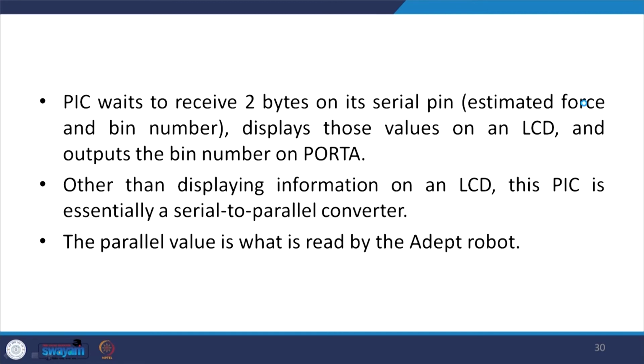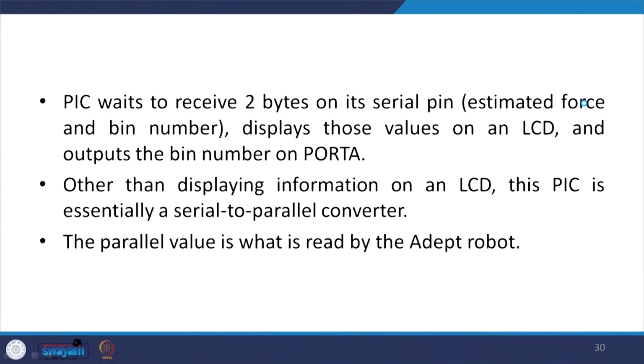Now, the PIC waits to receive 2 bytes on the serial port, estimated force and a bin number. Okay. Display those values on the LCD and output the bin number on port A. Other than displaying information on the LCD, this PIC is essentially a serial to parallel converter, and the parallel value is what is read by the Adept robot.